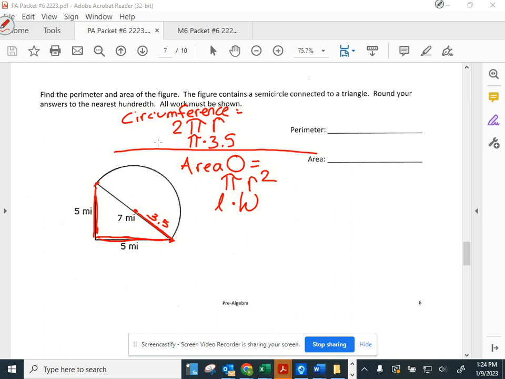Thank you, Evelyn. Yes? I'm confused. Which part? The perimeter or the area? Both. I don't know, like, how do you get the area and perimeter of the triangle?